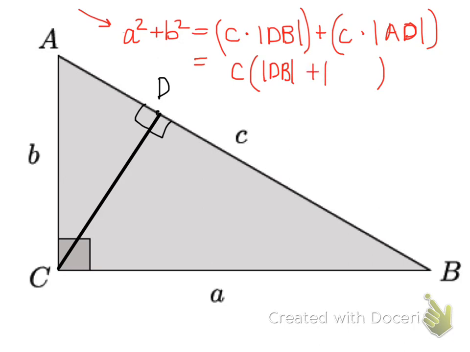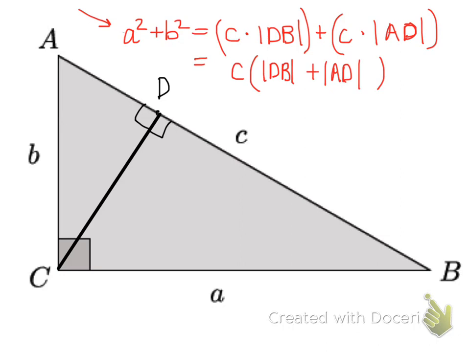plus the length AD. Normally you're probably more used to using the distributive property to take it from a step like this to that, where we say, since we have these parentheses here, we take c and multiply it by everything inside. So we'd have c times DB plus c times AD. So that's exactly what we did. We just used it in a different direction.